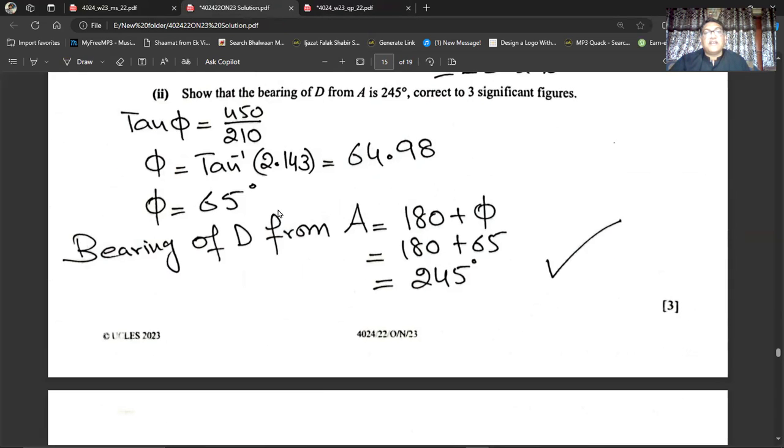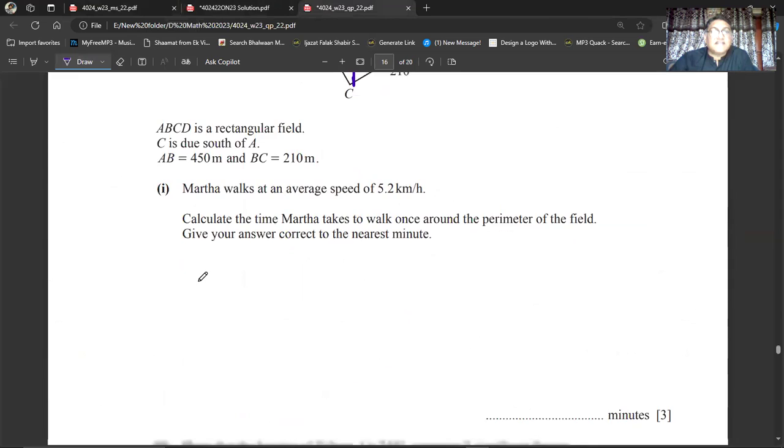244.98 is approximately, here we rounded them off. So if you keep that same number, you get the same number. Approximately it is 245 degrees. 245 degrees. That is the right answer, sir.